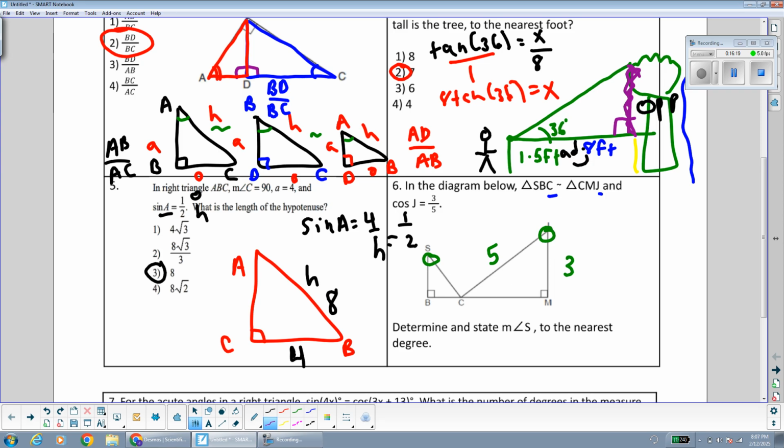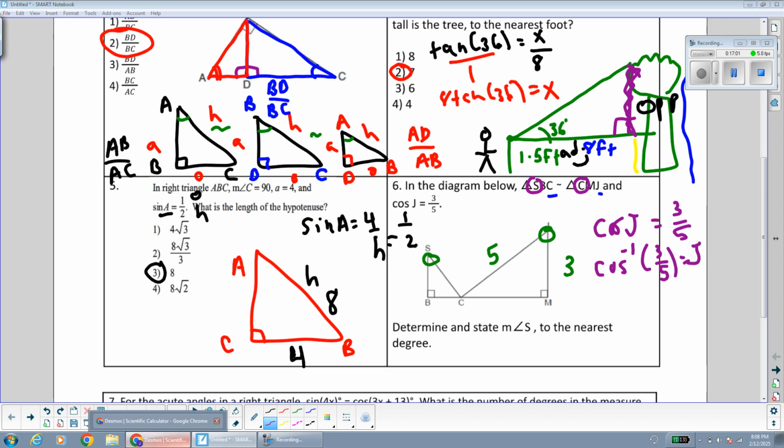And once I have angle J, I can find angle C. And then once I have angle C here, I'll know what angle S is because angle C and angle S match up. So if I know what angle C is, I'll know what angle S is because similar triangles have congruent corresponding angles. So really, all I need to do here, because they already gave me cosine of angle J is 3/5, is do inverse cosine of 3/5 to get angle J.